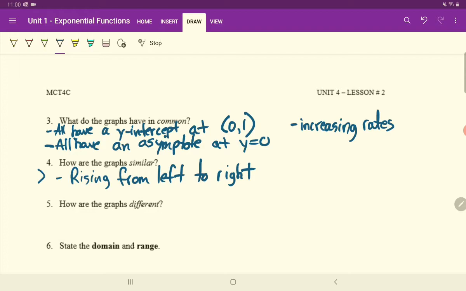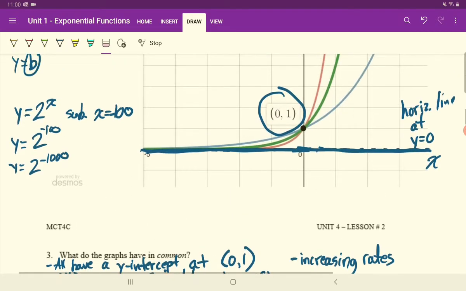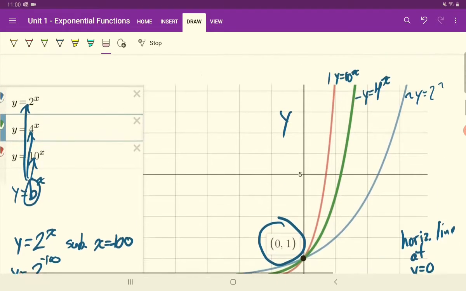Okay, so how are the graphs similar? I think we made note of it. They are rising from left to right, and they are increasing at increasing rates, okay? But they're not exactly increasing at the same rate, right? So they're not exactly identical to each other clearly.